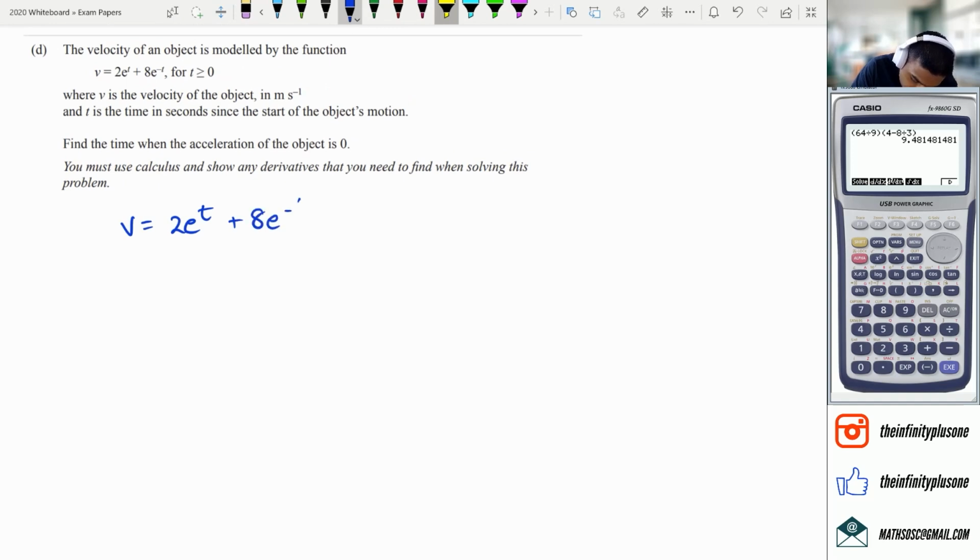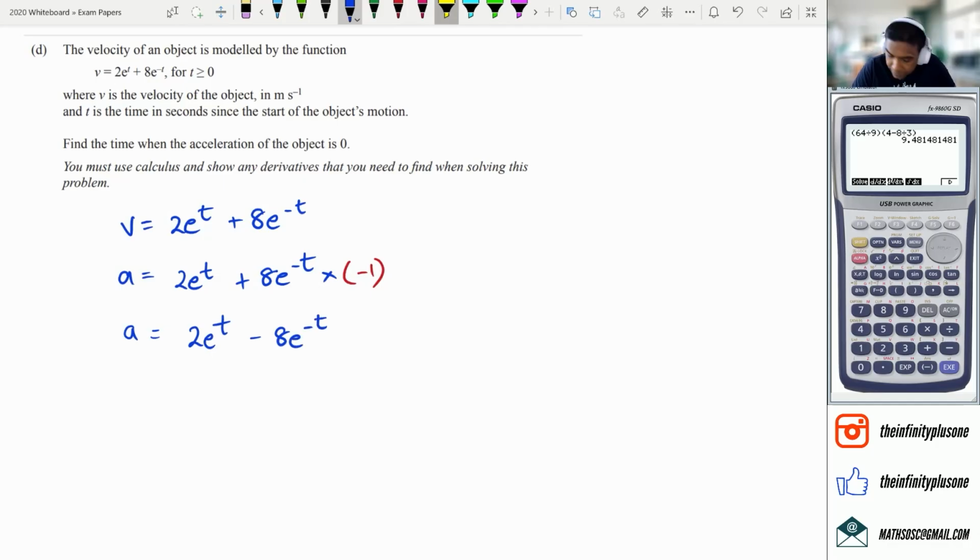Plus 8e to the power of negative t. So acceleration is then going to equal 2e^t. When I differentiate, it's still going to be 2e^t plus 8e^(-t) multiplied by the differentiation of the power. In this case, it's going to be negative 1. So what we've got here is a is equal to 2e^t minus 8e^(-t).